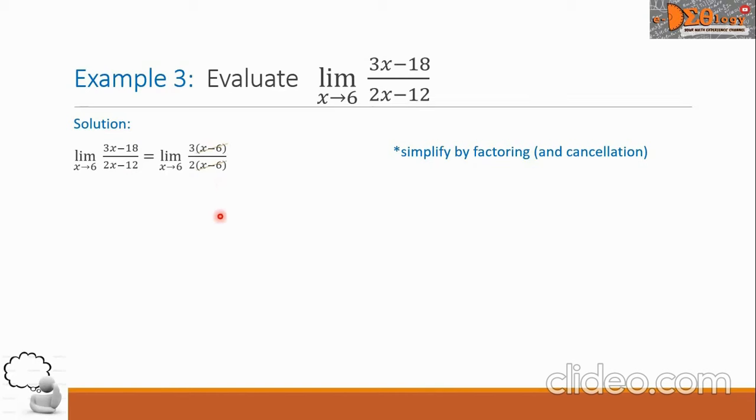Simplifying our function here, we can now write the limit of 3 over 2 as x approaches 6. 3 over 2 is a constant, and we know that the limit of a constant is equal to that constant. So the answer here is simply 3 over 2. This is our final answer.